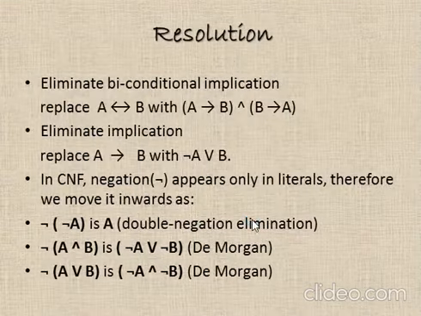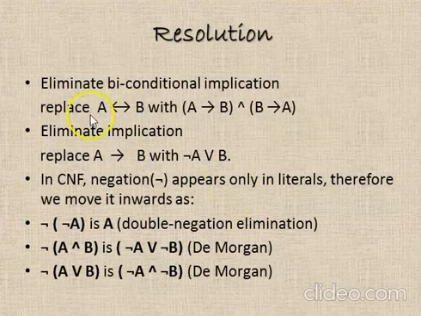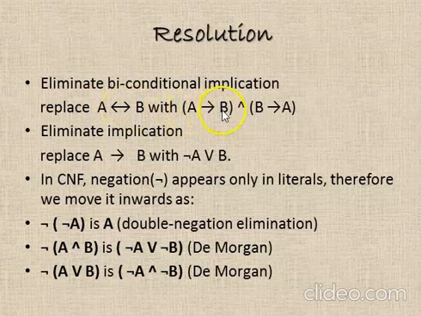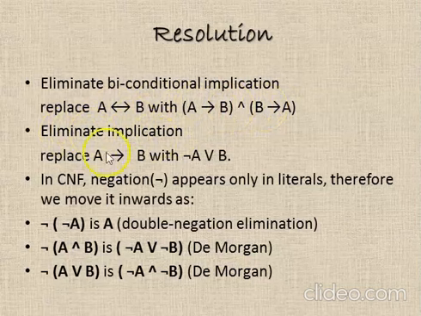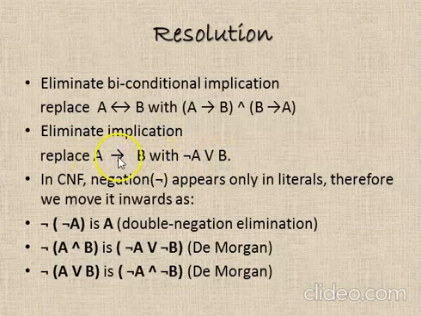So eliminating biconditional implication. Suppose that A double implies B. Then we have to replace this with A implies B and B implies A. This is the replacement to be made. Then eliminate implication. If we have a statement like A implies B, then it should be replaced with not A or B. We have X implies Y. We have to replace that with not X or Y.